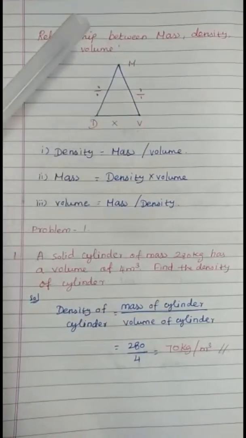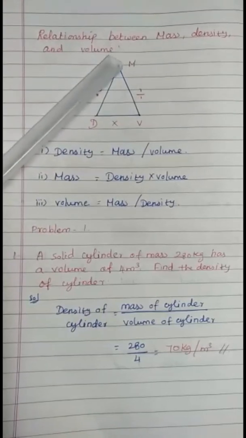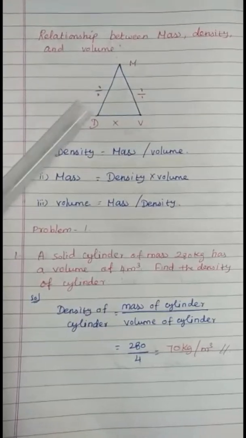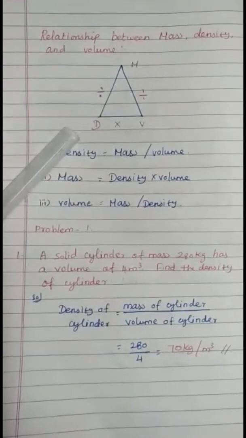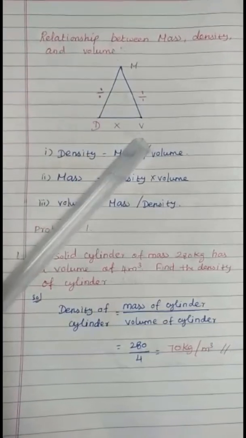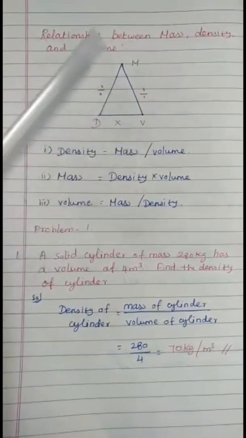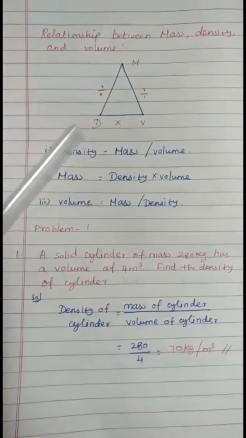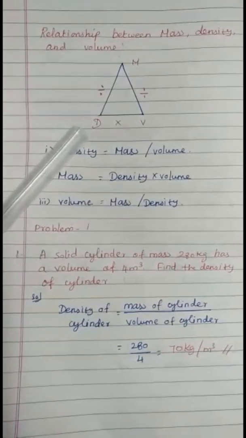Now we are going to see about the mass formula. Mass formula is density into volume. Mass is equal to density into volume. Next, formula for volume. Volume formula is mass divided by density. Volume is equal to mass divided by density.